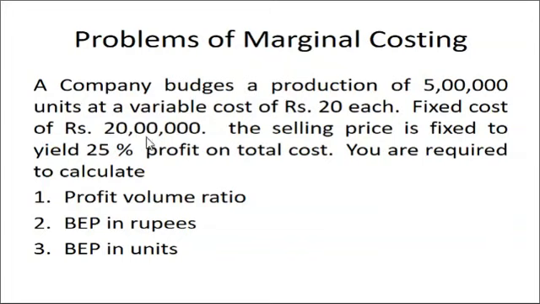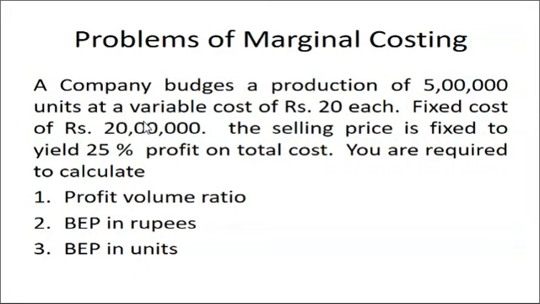A company budgets a production of 5 lakh units at a variable cost of rupees 20 each. Fixed cost is 20 lakh. The selling price is fixed to yield 25% profit on total cost. You are required to calculate PV ratio, BEP in rupees, BEP in units.